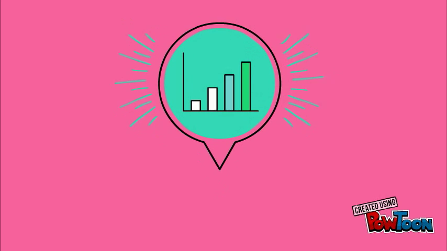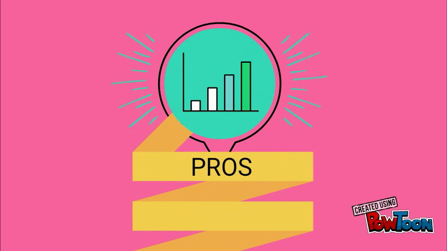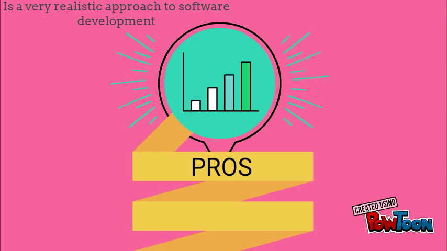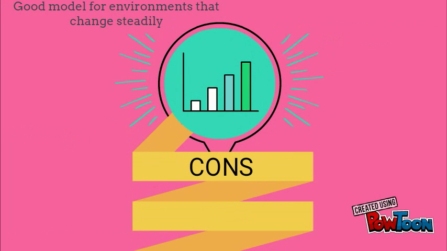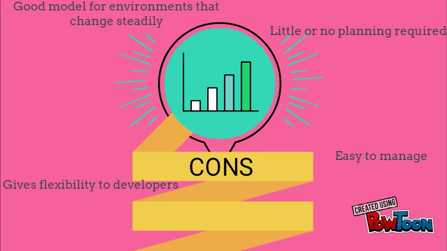However, compared to the other methodologies, the Agile model has the pros weighing out the cons. Like, it is a very realistic approach to software development, promotes teamwork and cross-training where resource requirements are minimum, and delivers early partial working solutions, is a good model for environments that need change, needs little or no planning required, easy to manage, and gives flexibility to developers.